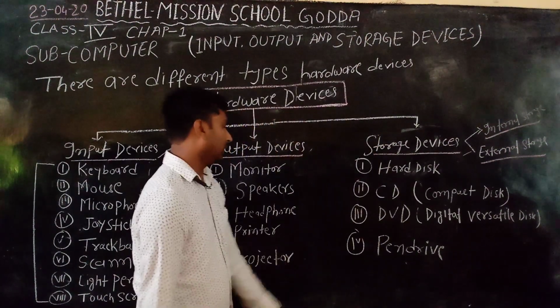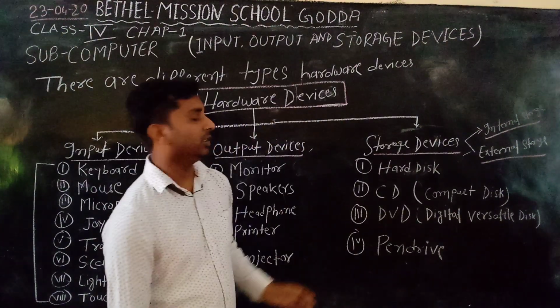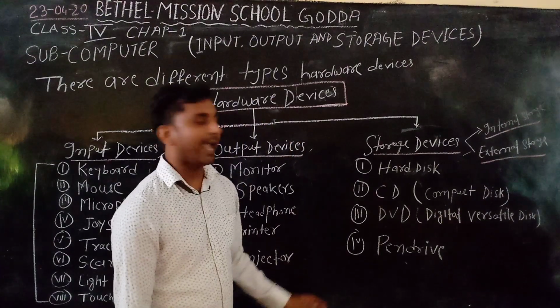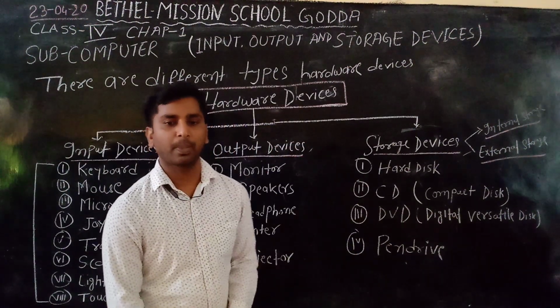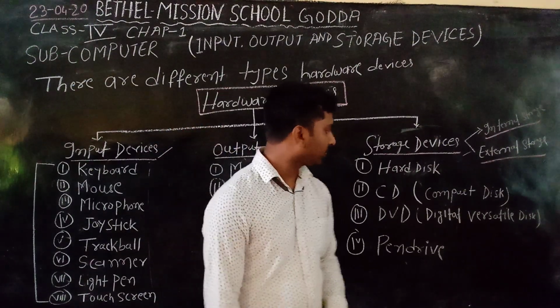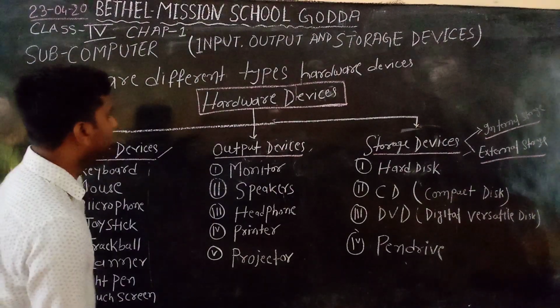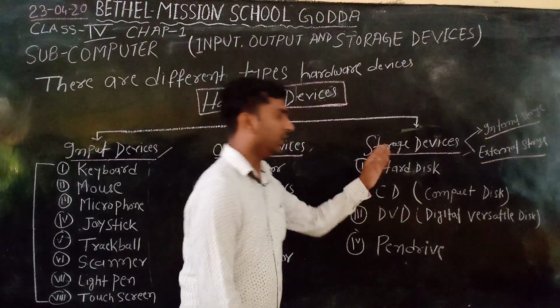Now, fourth is pen drive. A pen drive is a small device. It can be carried anywhere in the pocket. I hope you understood input device, output device, storage device.